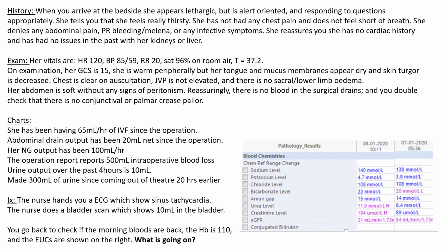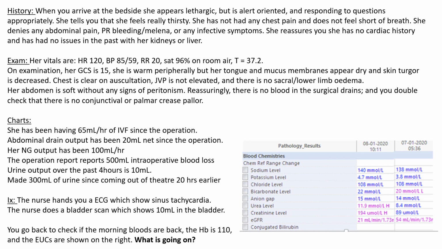Now you go and look at her charts. So since the operation, she's been receiving 65 ml an hour of IV fluids. Her abdominal drain has been 20 ml net since the operation, which is not too bad. Her NG output has been 100 ml an hour, which is completely expected for this sort of patient who's had a bowel obstruction and who now obviously is going to have an ileus. You note in the operation report, it says she's had half a litre of intraoperative blood loss.